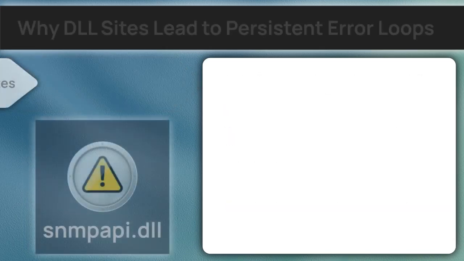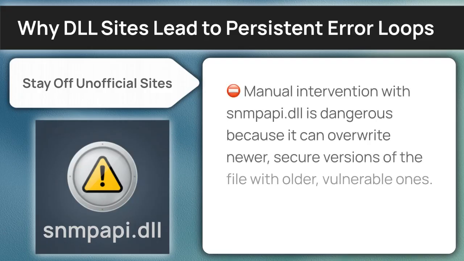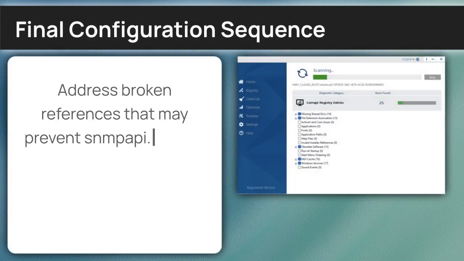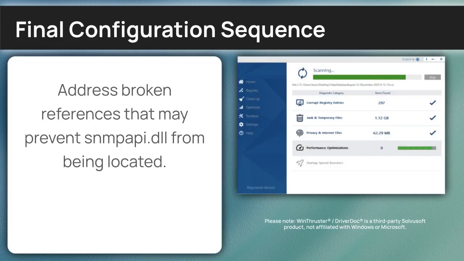Before we finish, let's go over the professional protocol for sourcing essential system libraries. Protect your PC by avoiding the temptation of quick manual fixes for SNMP API library. Most free DLL websites are optimized for ad revenue rather than safety, often leading users to download harmful or obsolete software. Rather than managing individual dependencies, a comprehensive diagnostic can help you maintain the entire software environment.